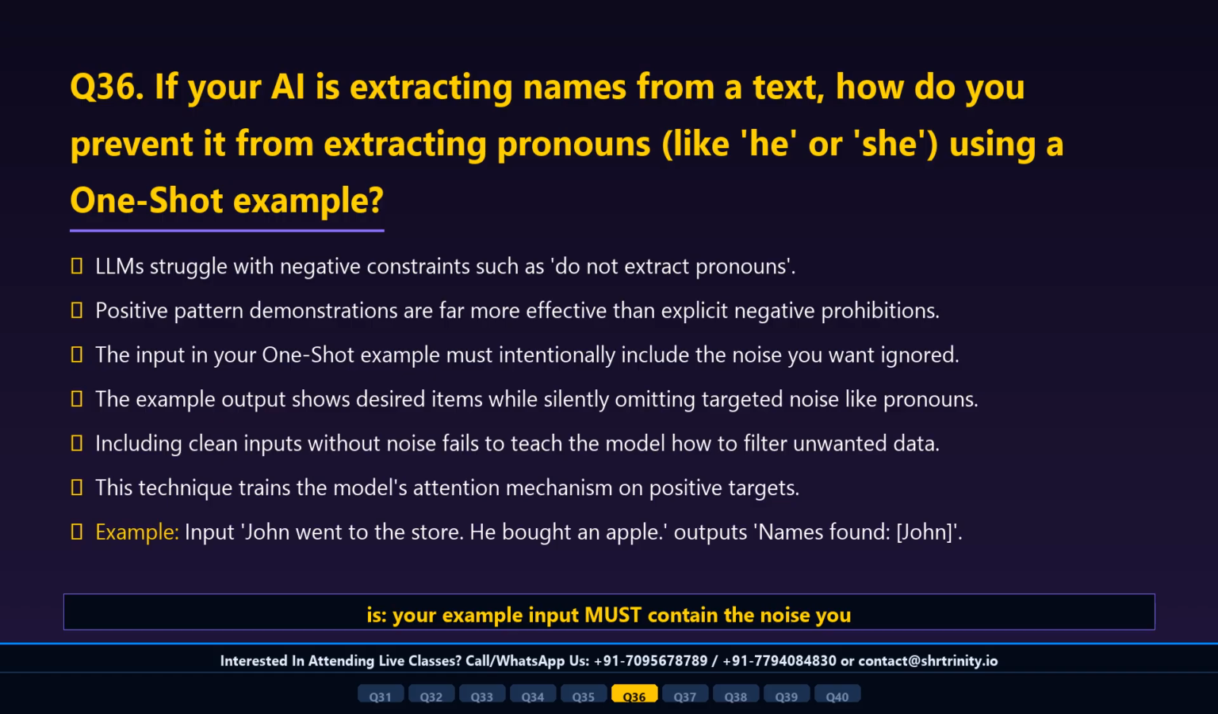The input text reads, "John went to the store. He bought an apple." Notice that this input contains both a proper noun, John, and a pronoun, he. In our example output, we strictly provide, "names found: John." By observing that "he" was present in the input but completely absent from the output list, the model instantly learns the positive selection rule and successfully ignores pronouns in future prompts.